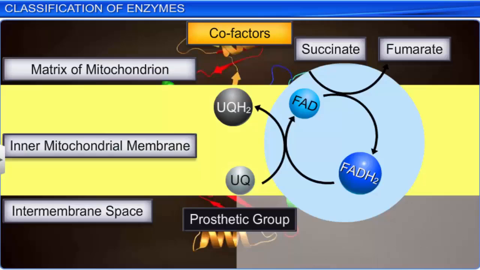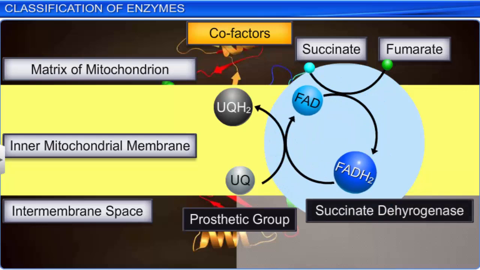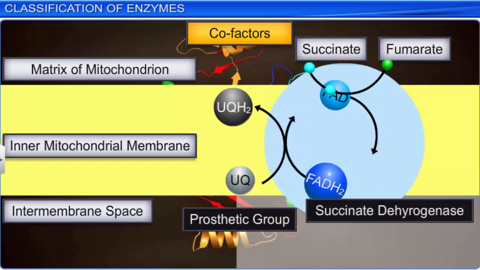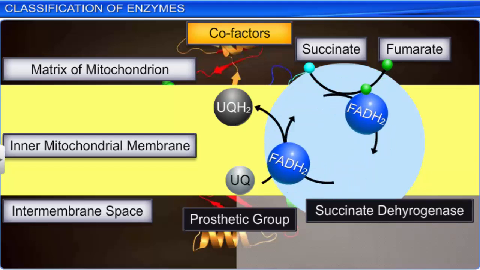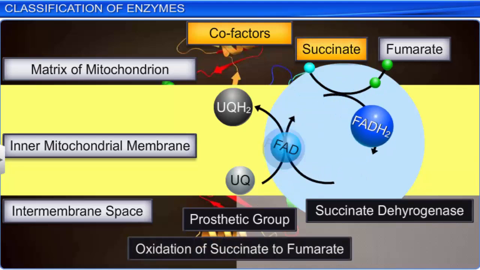Prosthetic groups are organic compounds that are tightly bound to the apoenzyme. For example, in the enzyme complex succinate dehydrogenase, FAD of flavin-adenine dinucleotide is a prosthetic group that oxidizes succinate to fumarate in the 8th step of the citric acid cycle.